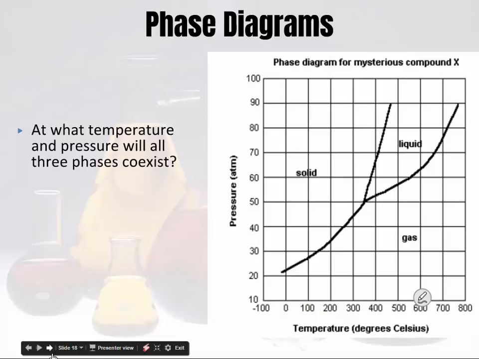Okay, question 2. At what temperature and pressure would the 3 phases coexist? So 3 phases, that has to be our triple point. Remember, our triple point is where the 3 lines come together. So our pressure would be 50 atm, and our temperature, we'd go down and read it off the scale, would be about 350 degrees Celsius.